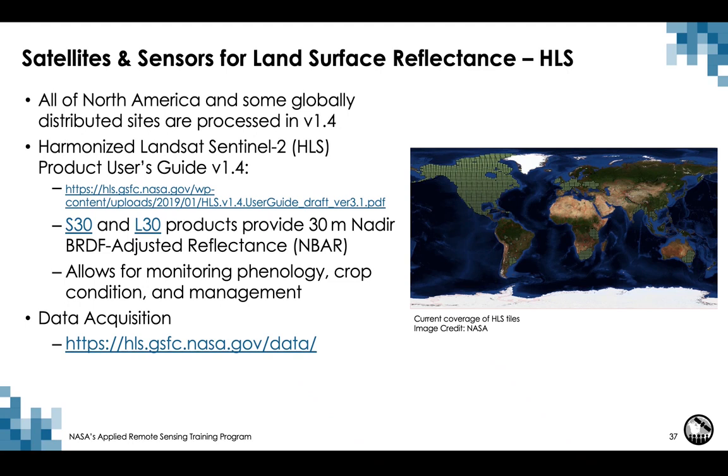The L30 product consists of surface reflectance derived from all Landsat 8 Level 1 products. Products are gridded with the Sentinel-2 tiling scheme and include a nadir adjustment. The S30 product consists of surface reflectance derived from the Sentinel-2 MSI Level 1 data. Products are resampled to 30 meters and include nadir adjustment and spectral adjustment. HLS surface reflectance products can be acquired from the link at the bottom of the slide.